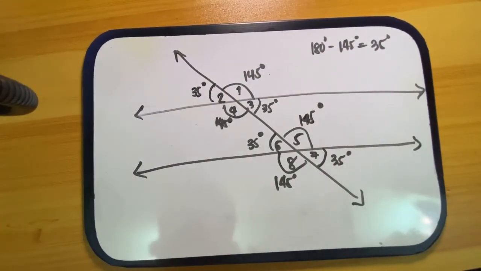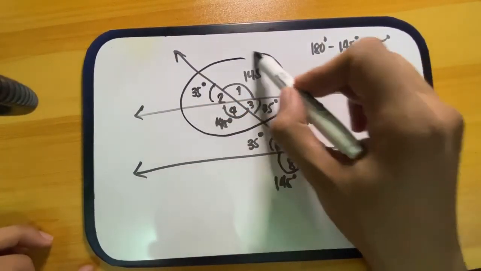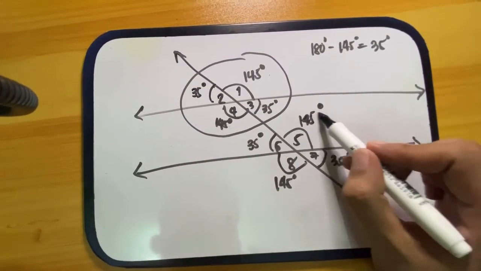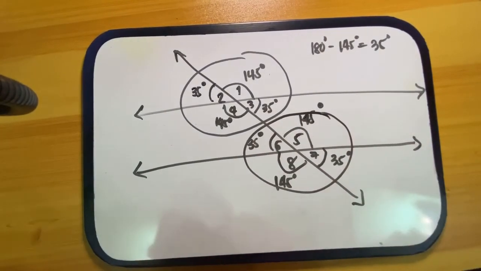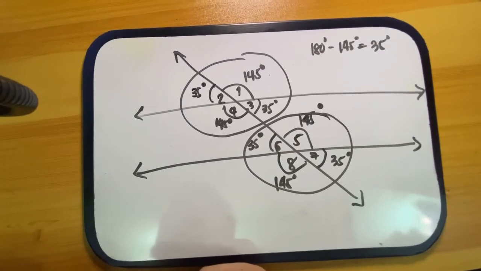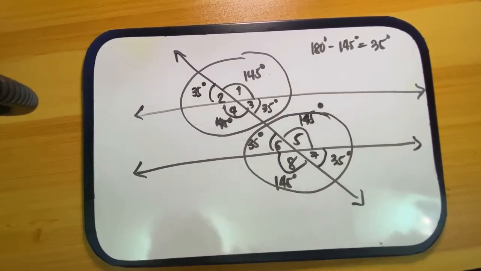And there's a trivia. If you add all these, we can have a total of 360 degrees. Okay, this part. And also this part, 360 degrees. And that 360 degrees is equal to the measurement of a circle. Okay, so a circle has 360 degrees measurement. So that's the trivia.